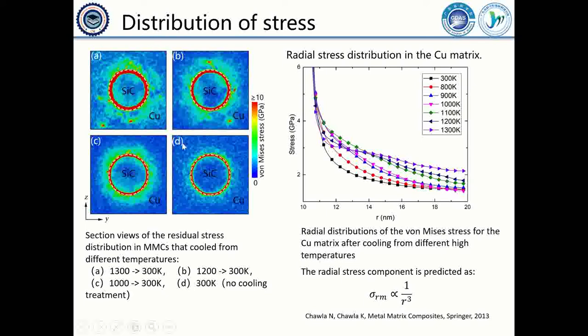The reference model is at 300 Kelvin, without cooling treatment. Thus, it should be free of thermal residual stress theoretically because of zero temperature drop. And the development of interface stresses is also inevitable due to the interactions between components, between different materials.